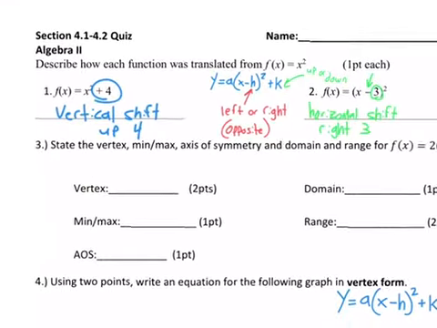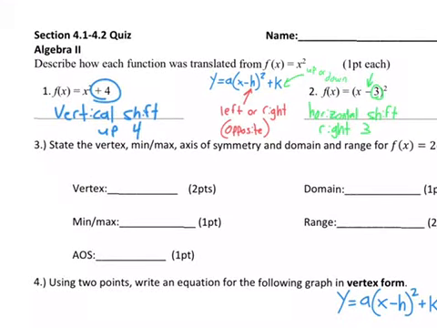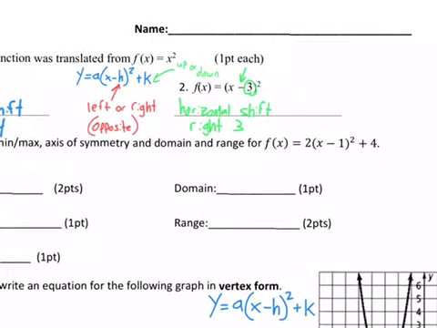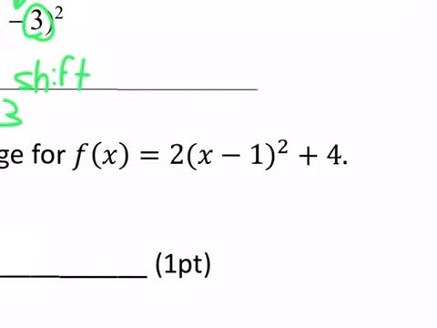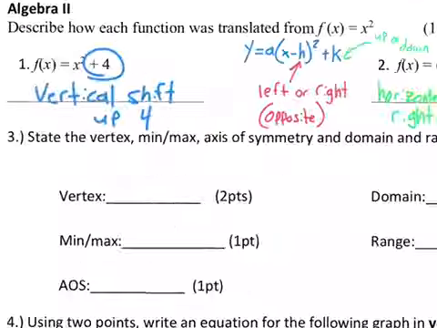Alright, so next part, state the vertex, min, max, axis of symmetry, and domain and range for this function here. Now, for the vertex, all it's going to be is our h and k values. I have to think opposite of this -1. So it is 1, 4.